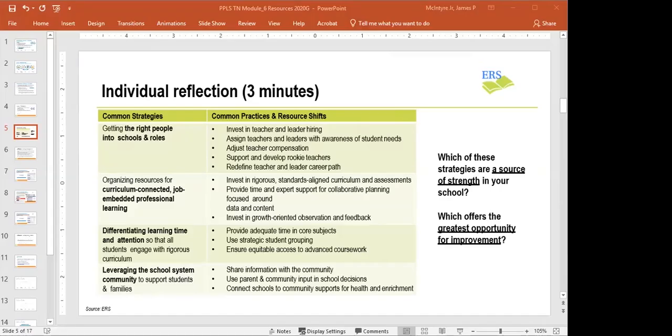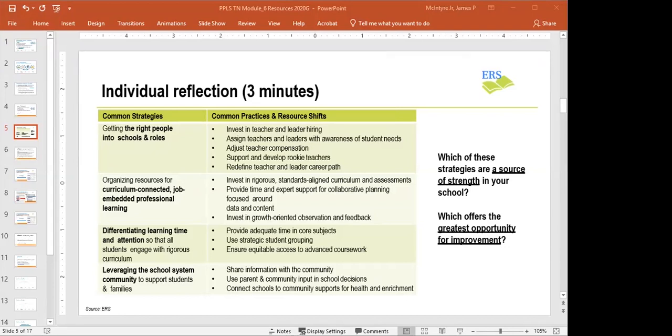Okay, very good. So our thanks to David Rosenberg at Education Resource Strategies for sharing that presentation with us. We'll get back to David in a few minutes for the second half of his presentation. But in the meantime, we're going to do two things. First, we're going to do just a quick individual reflection on the questions that David posed around the common strategies that the research has found are utilized by high-performing schools and school systems.